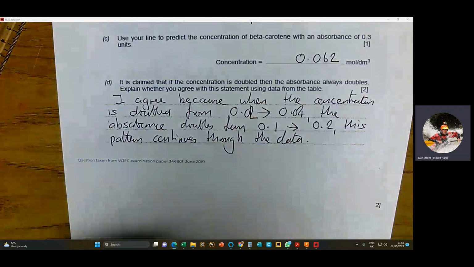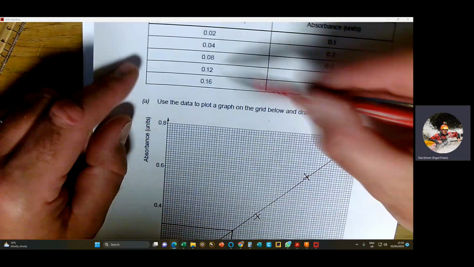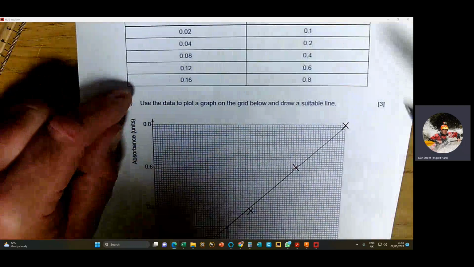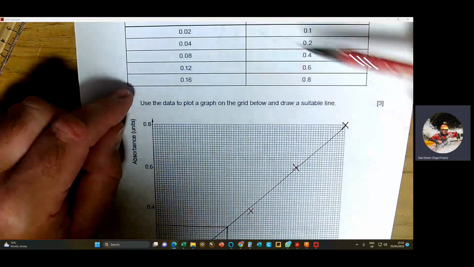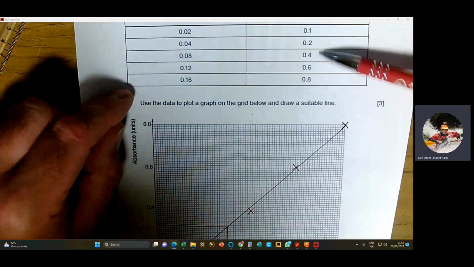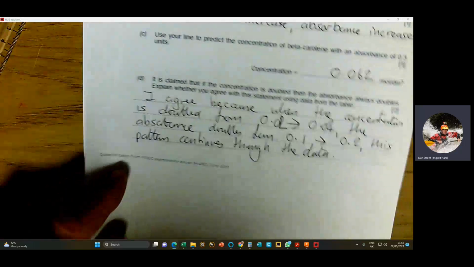You could use any pair of those values as long as they double, because of course from 0.08 to 0.16 that's a doubling, and 0.4 to 0.8 is also a doubling. So you can use any pair of combinations to illustrate that that statement is true.